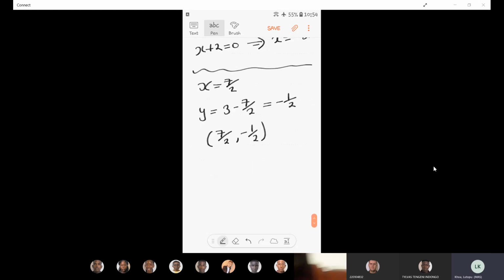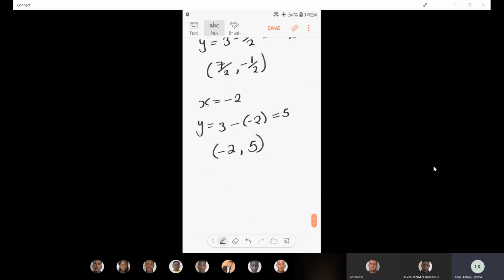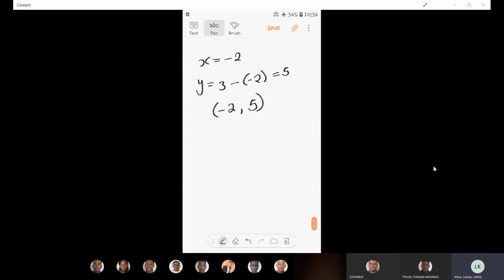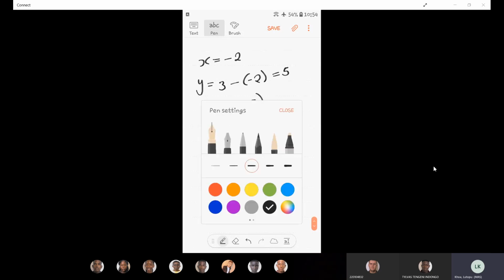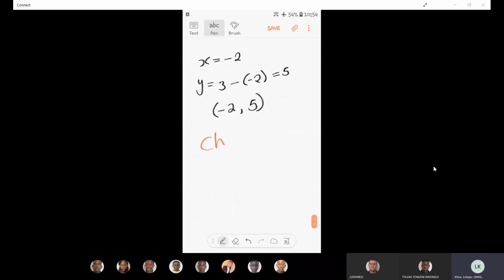Then the second one, when x is equal to minus 2, y is equal to 3 minus negative 2, and this is equal to 5. So the second solution is negative 2 and 5. So as usual, always check your solutions, make sure that they are correct, substitute them into the original equation and see if you did it correctly.